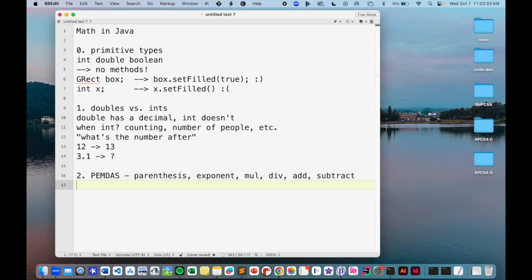Java obeys order of operations. So putting parentheses are super important. Whenever you're doing any sort of math that requires combining anything here, parentheses are going to be super, super, super important. So order of operations is something that does exist in Java.